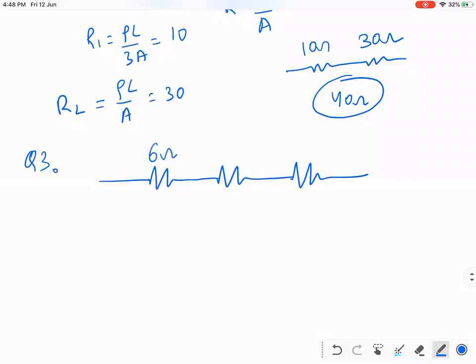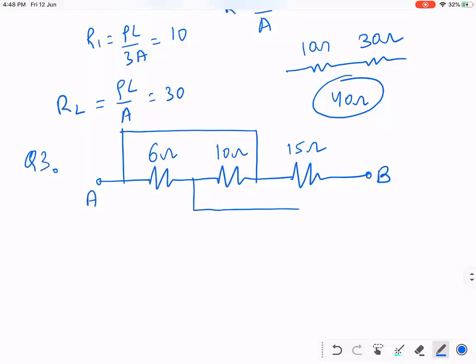This is 6 ohm, this is 10 ohm, and this is 15 ohm, bacho. This is A, this is B. What is the resistance between A and B? Tell me.